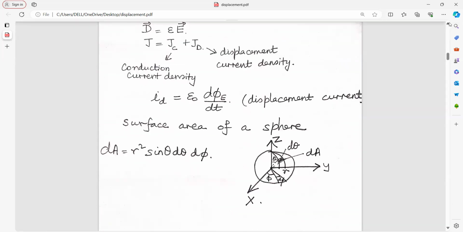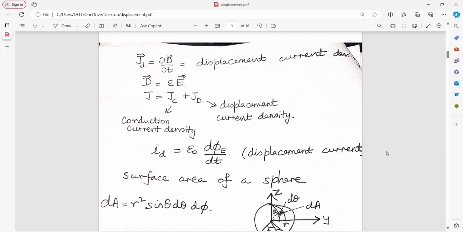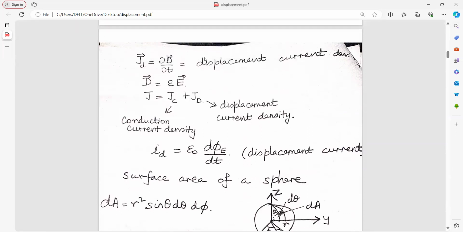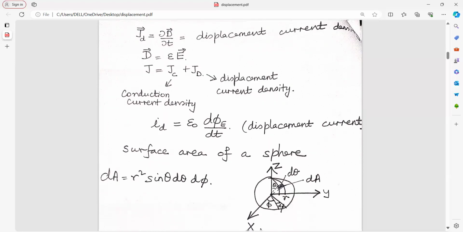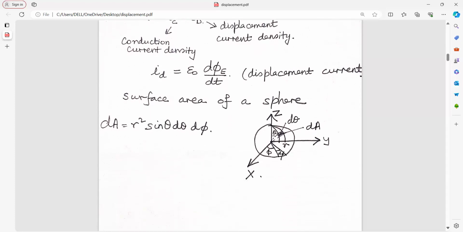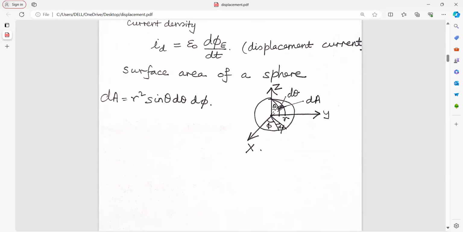One more thing. Displacement current density is given by del D upon del t, and the total current density J is equal to conduction current density plus displacement current density, and they both are equal. Displacement current ID is equal to epsilon naught d phi E by dt. That is, displacement current arises because of the change in electric flux. The surface area element of a sphere is dA is equal to r square sine theta d theta d phi.